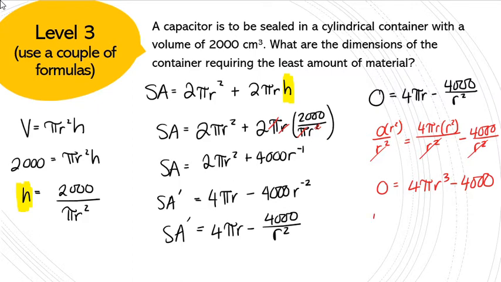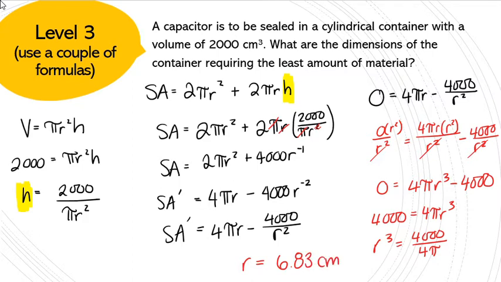Here we go. 4,000 goes to the left side. R cubed is going to be equal to 4,000 divided by 4 pi. I do that math on my calculator, and I'm going to get r, when I find the cube root of 4,000 over 4 pi, is equal to 6.83 centimeters. Okay, I've found a radius. What else do I need to do? The question wants the dimensions. So I found the radius. Now I have to go back over to this formula and find a height.